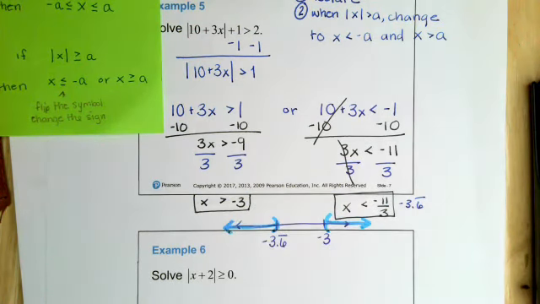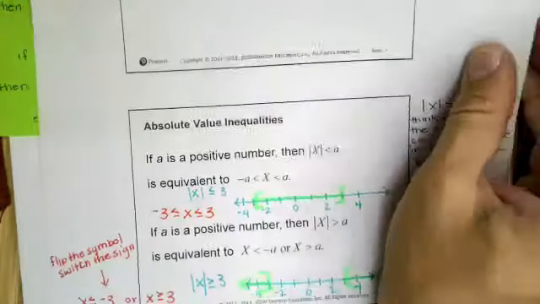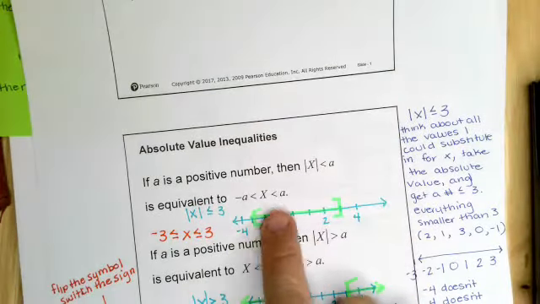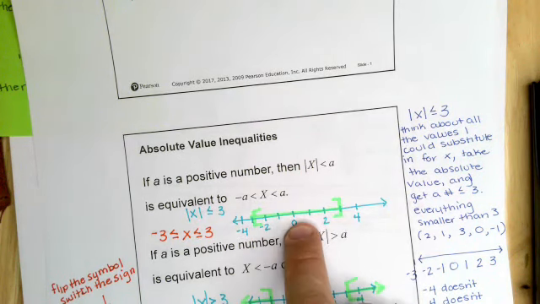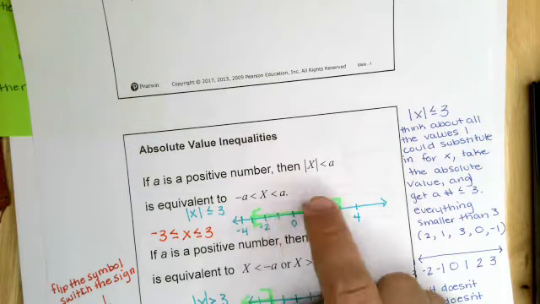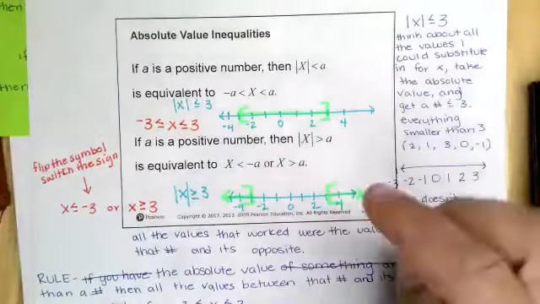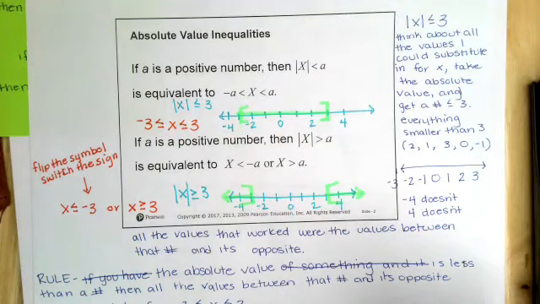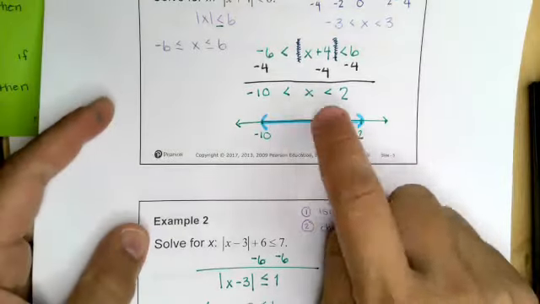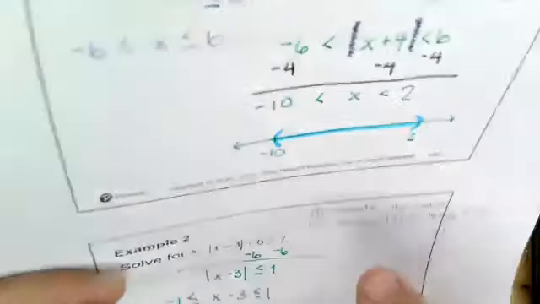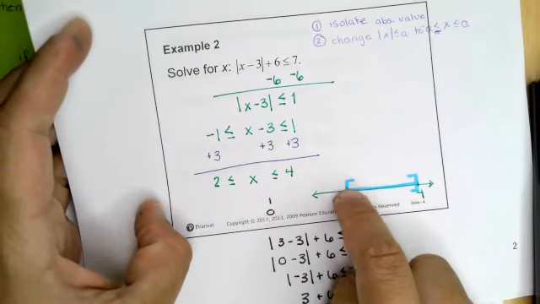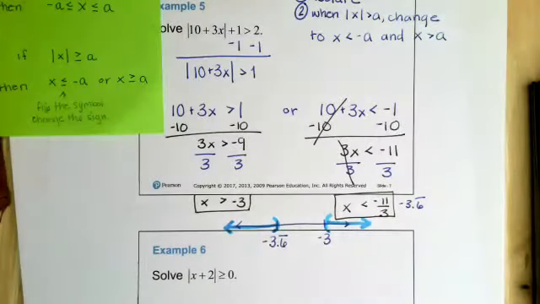So if you notice, if we're doing less than, your graph is going to go this way. It's going to be contained in one piece. And if we're doing greater than, you're going to go in opposite directions towards infinity. Example 1, we were contained between -10 and 2. Example 2, we were contained between 2 and 4. And now we're working this way.